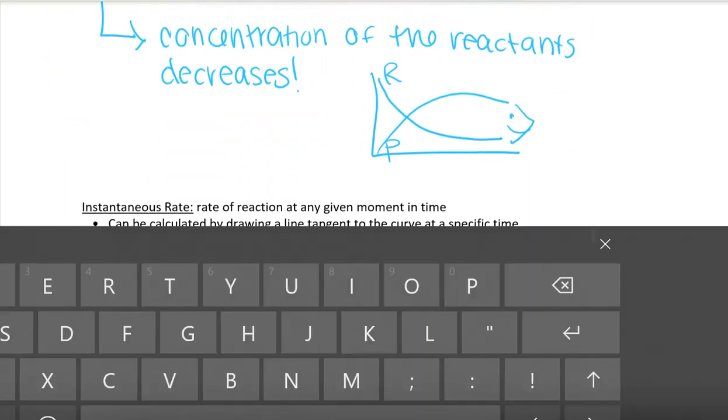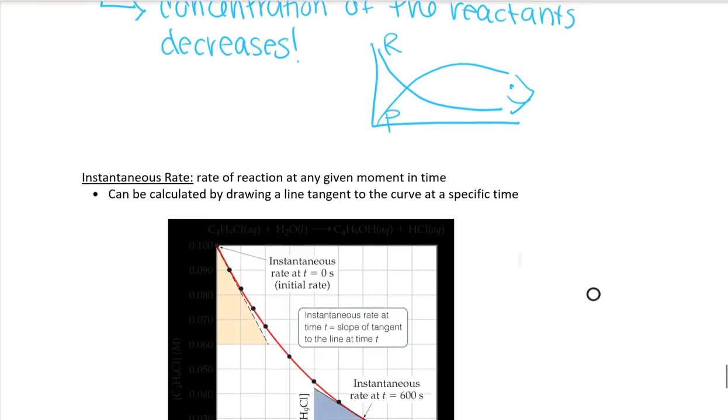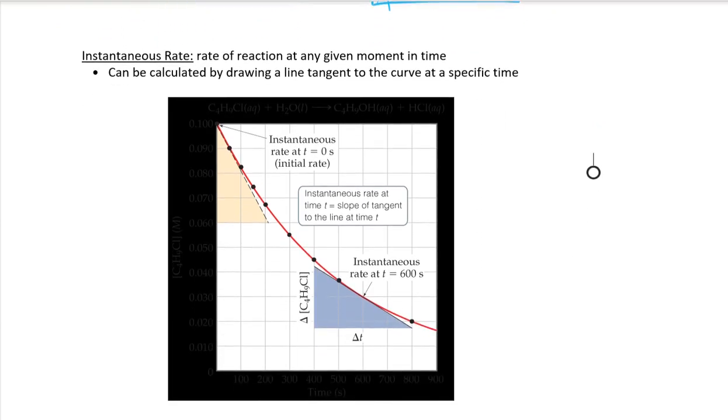All right, very quickly we're going to talk about instantaneous rate, but luckily for this class you will not have to calculate it. Instantaneous rate is the rate of reaction at any given moment of time. So far we've been looking at the average rate of reaction. What is the average rate over 10.5 seconds? If I wanted an instantaneous rate, I want to know what that rate is at exactly 600 seconds, for example. The way that we would calculate this is you would have to draw a line tangent to the curve and then calculate the slope of that line. For this class, we're not going to do this, so we're just going to focus on average rate.